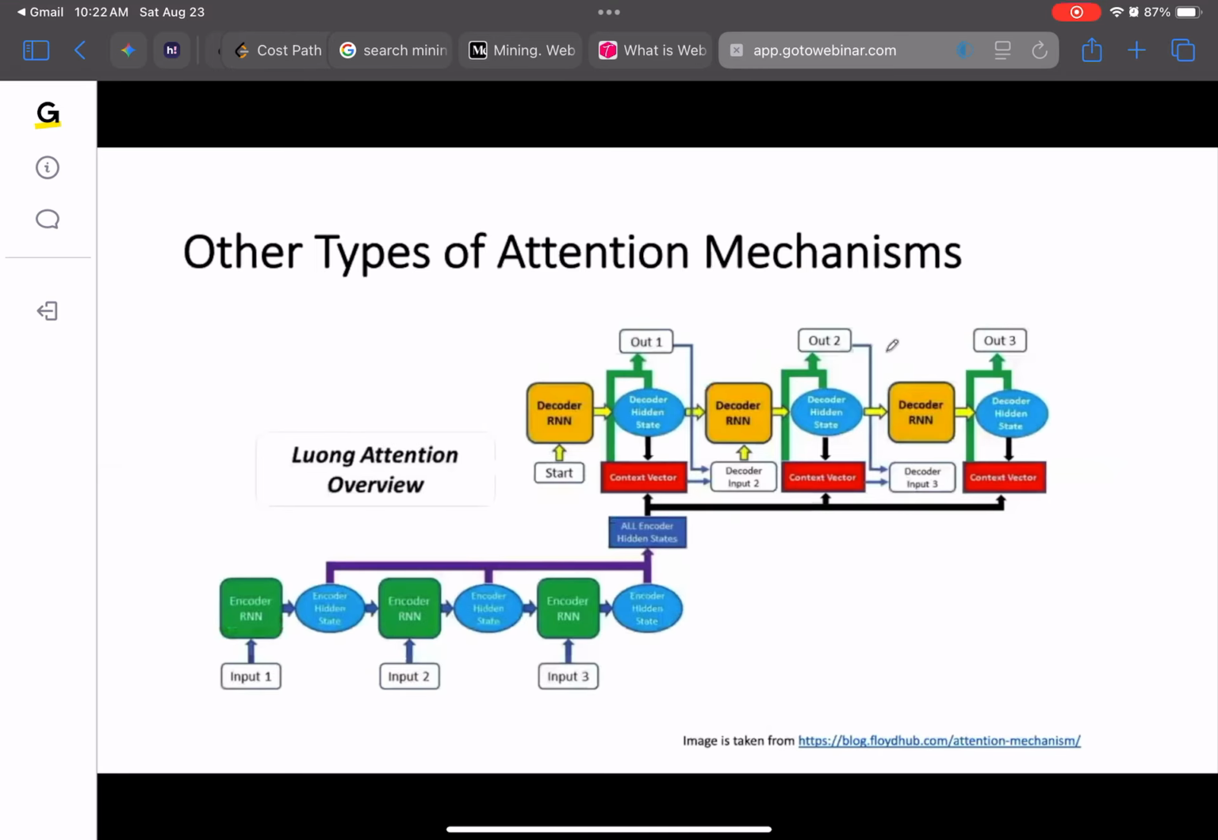Similarly, we have other types of attention mechanisms. This is another form of attention mechanism. The differences are basically in terms of how the context vector is computed and how exactly it is used. Here, if you can see, the context vector is also used to generate the output of the first word. It's not just passed on to the next input or added to the next input; it also helps to generate the current word. That's a small difference.